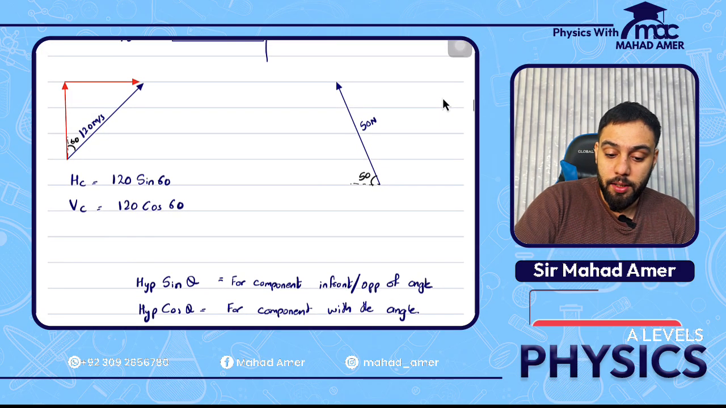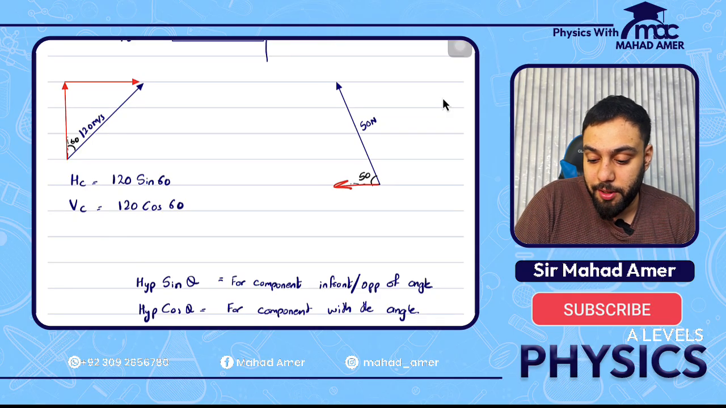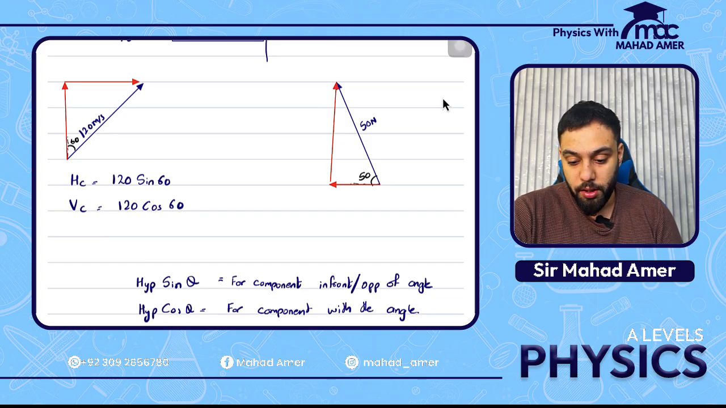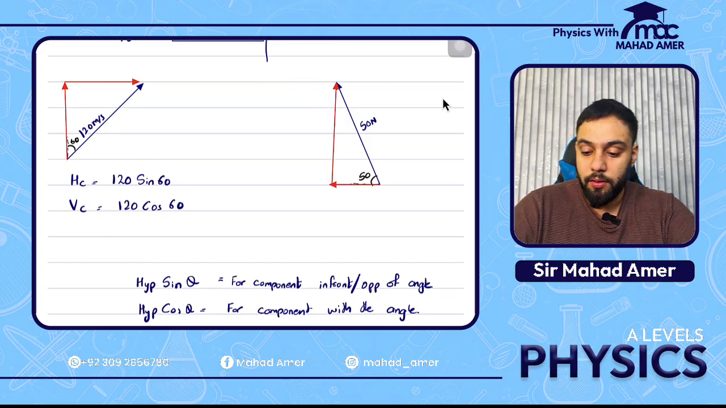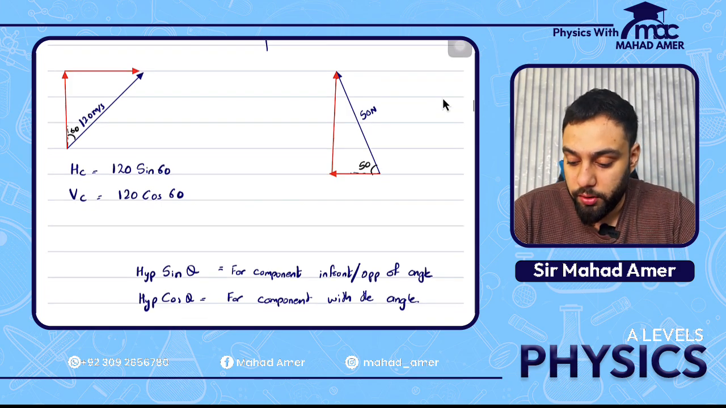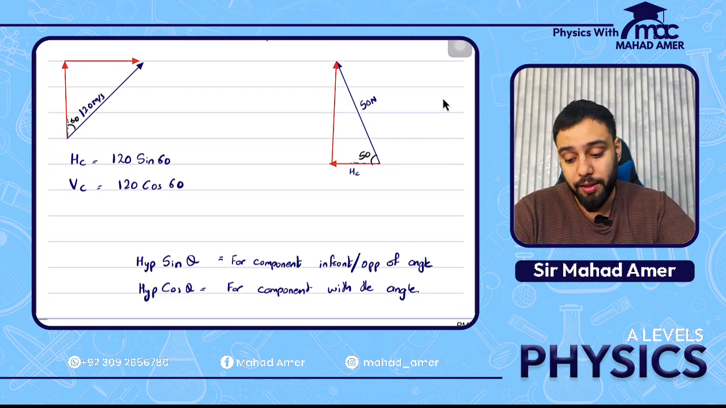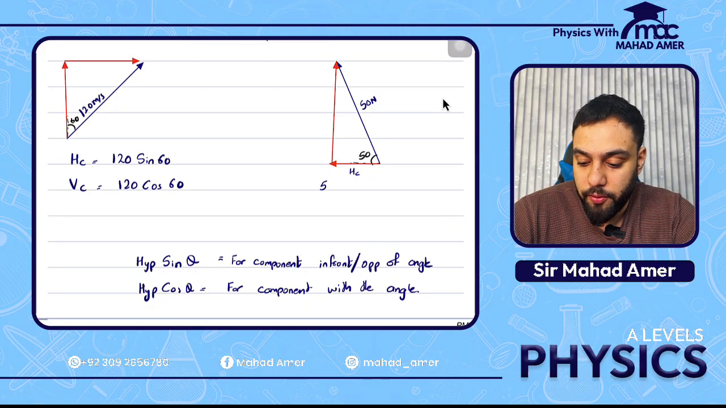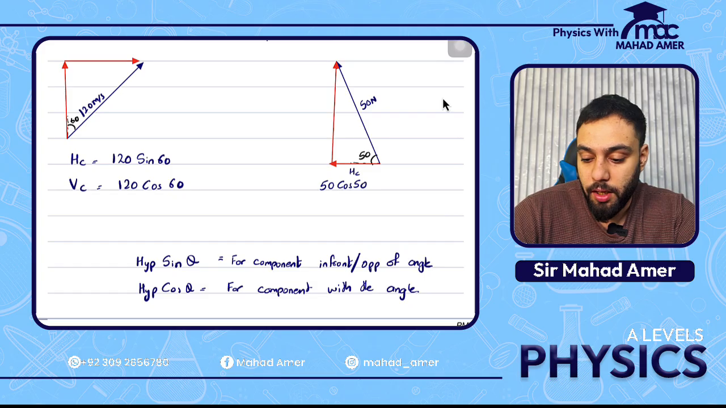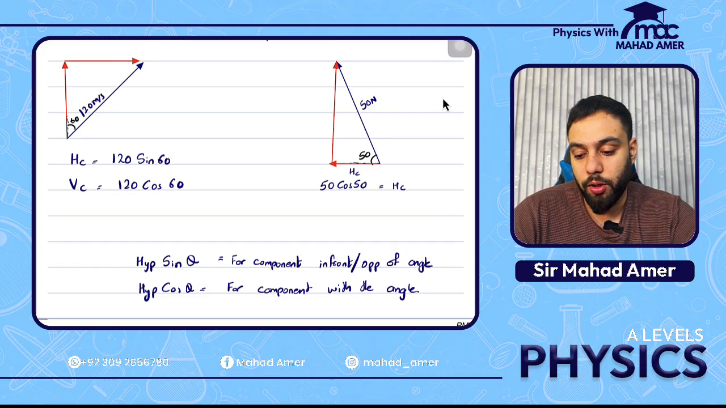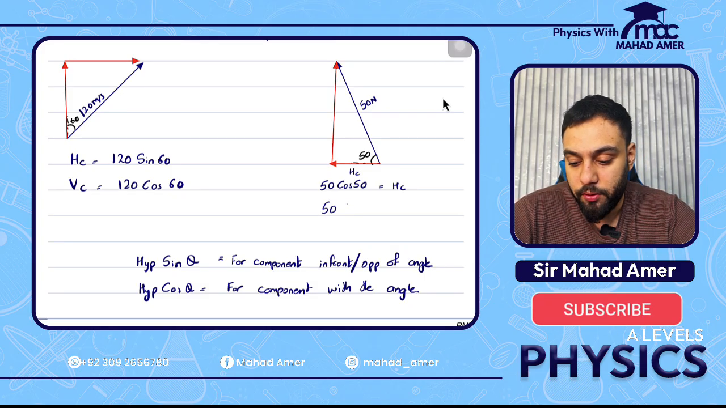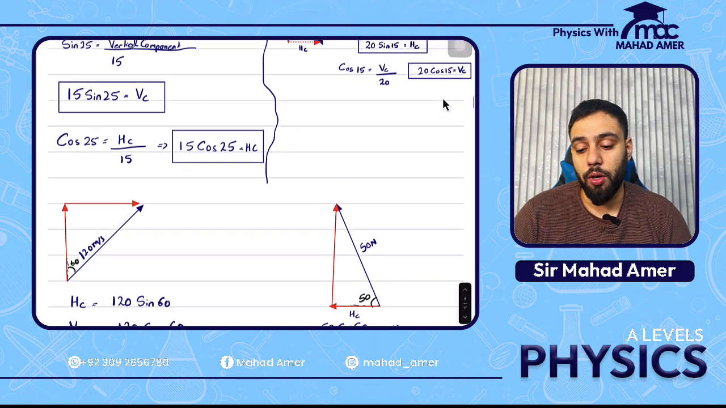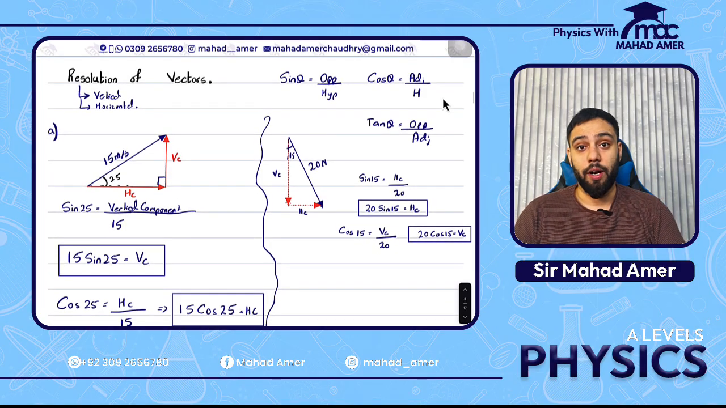Similarly over here, I've got this component that's going to be the horizontal one, and this component that's going to be the vertical one. I've got the angle over here, so for this horizontal component, since it's with the angle, we know that it's hypotenuse cos theta, so it is going to be 50 cos 50. That will be the horizontal component, and for the vertical component, again, I can use hypotenuse sine theta. That will be the vertical component. So this is how you are going to be resolving vectors when it comes to right angle vectors.